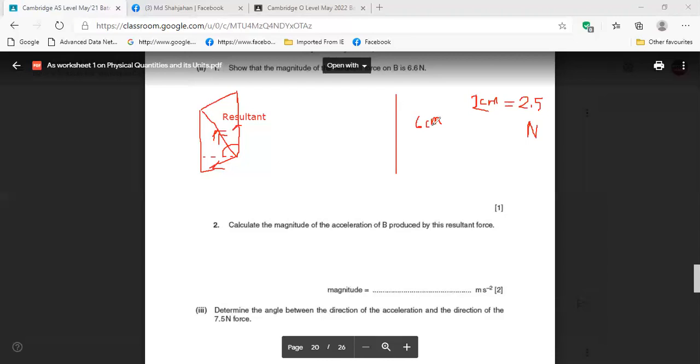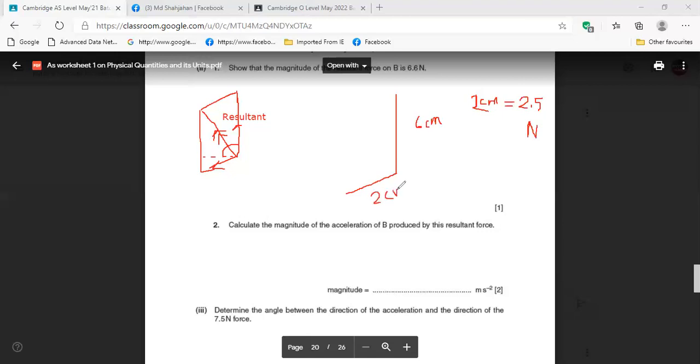So we had there 7.5 Newton. That's why you wrote here 6 centimeter. Another one was 2.5 Newton only, right? Another one, this one was 2.5 Newton only. That's why we are taking this one only 2 centimeter.